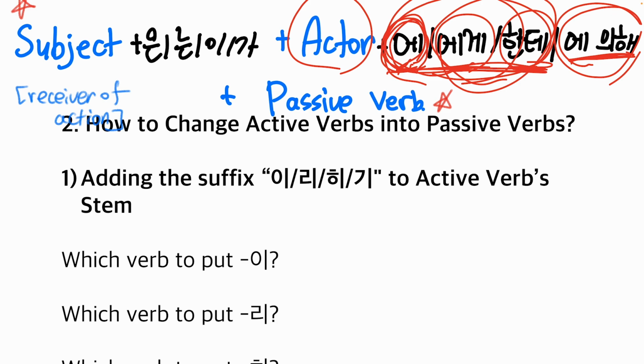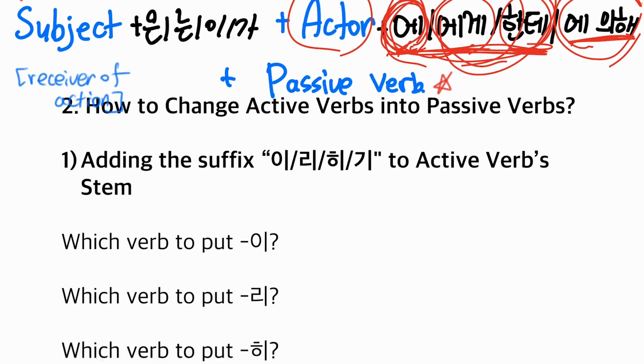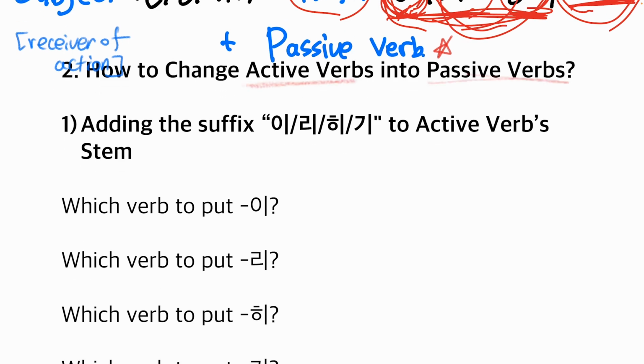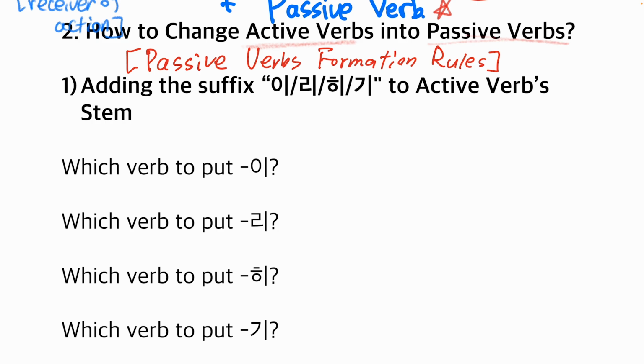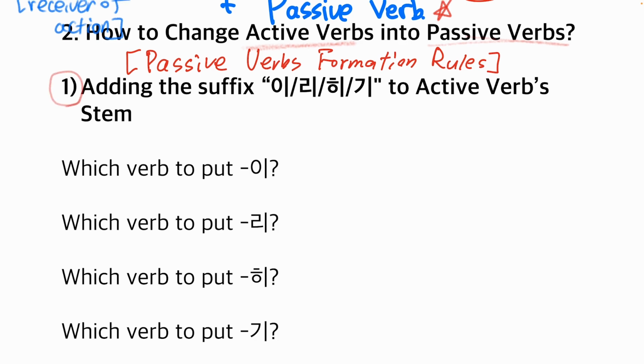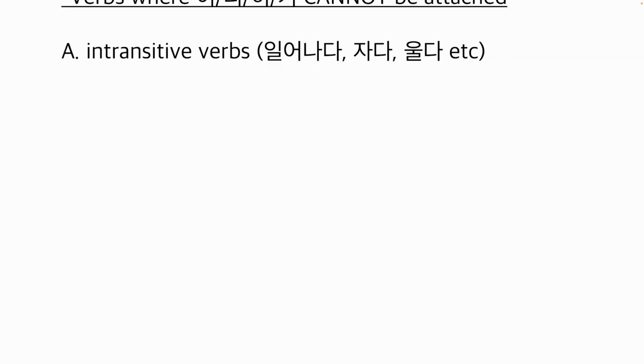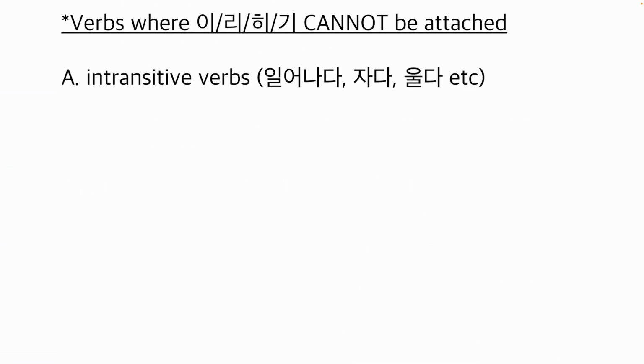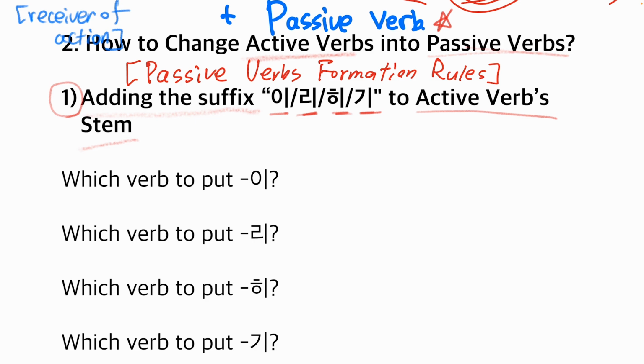So now that we know the basic structure of the passive sentences, let's move on to the important part, how to change active verbs into passive verbs. So basically, passive verb formation rules in Korean, right? There are three main rules to change active verbs into passive verbs in Korean. The first one is adding one of the suffixes, either 이, 리, 히, 기, to the active verb stem. And the second one and the third one, I will explain one by one. So let's start from the first rule, adding one of these suffixes, 이, 리, 히, 기, to the active verb stem.